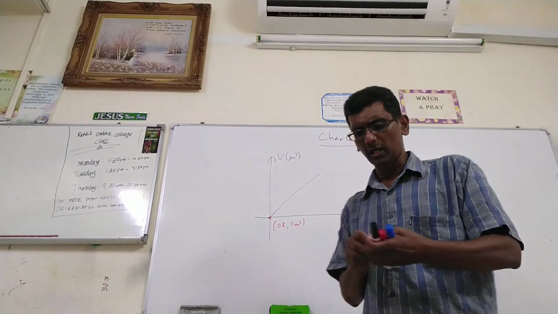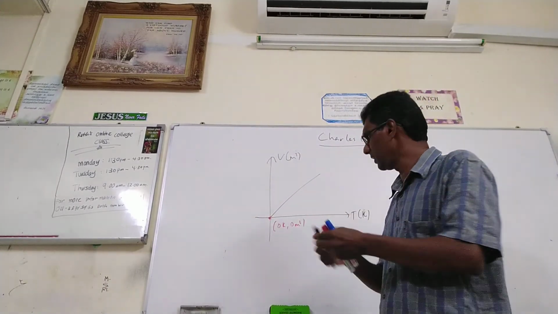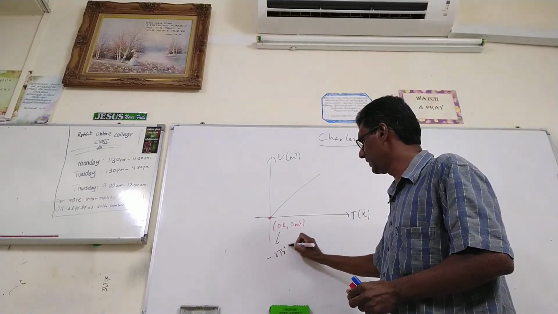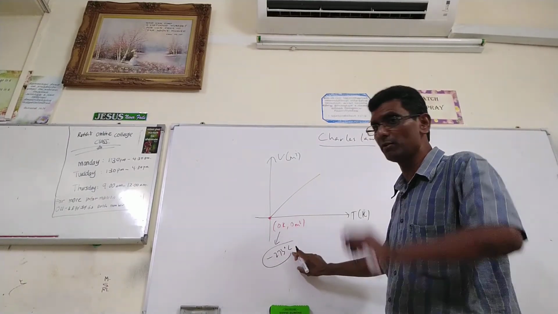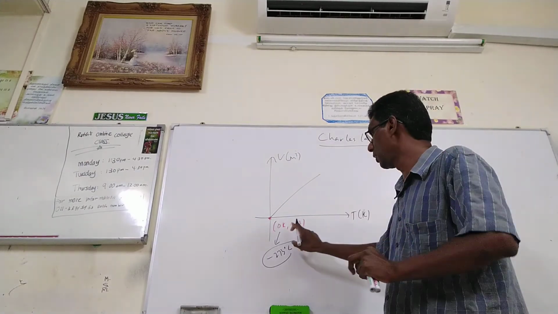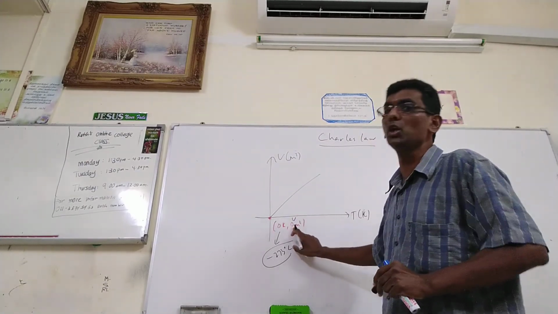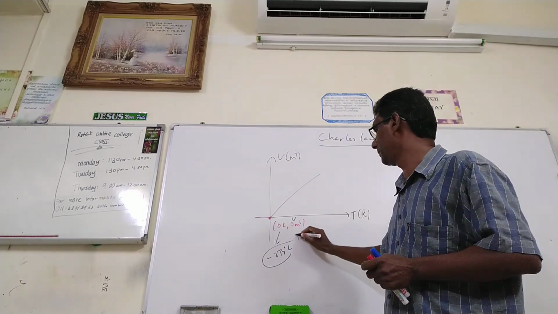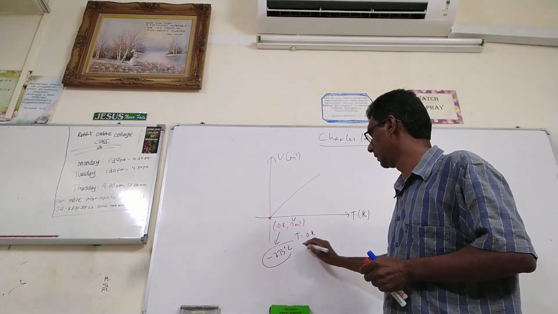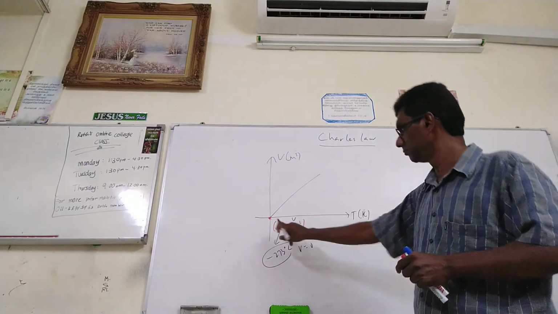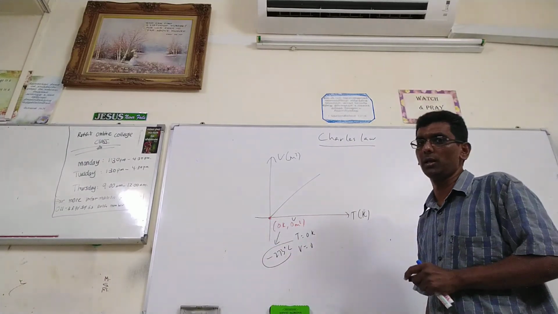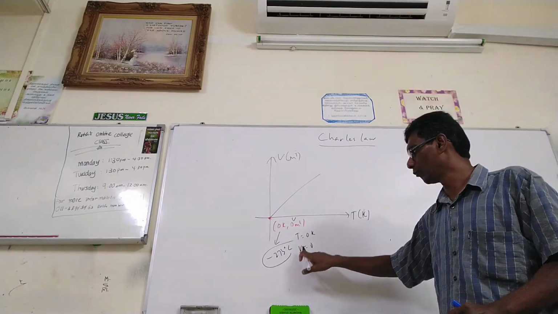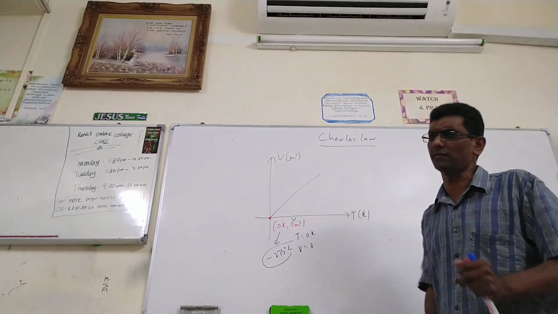Okay, 0 Kelvin equals to negative 273 degrees Celsius. At negative 273 degrees Celsius, volume becomes zero. So the temperature is 0 Kelvin and the volume equals 0. This is the origin. It's very hard to achieve.